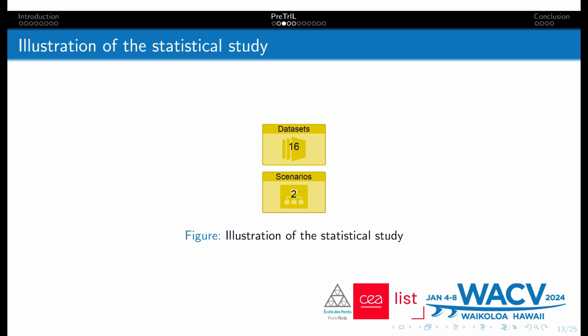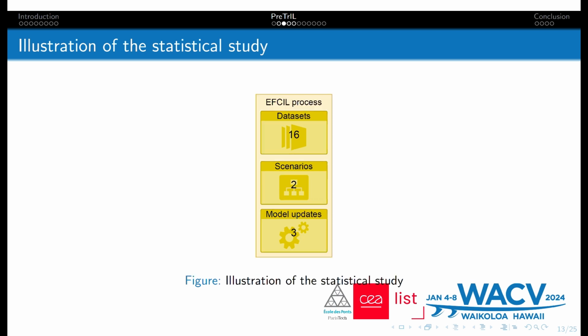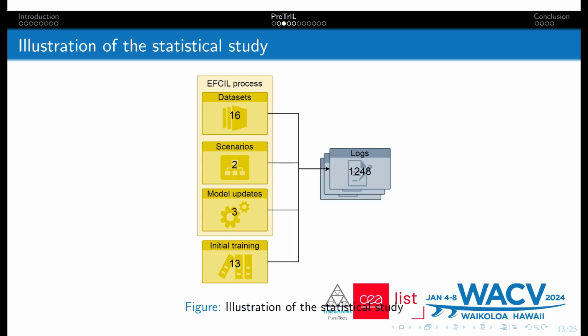We use two different scenarios that are most commonly used in FSIL setups. The first scenario is when you have half of the classes in the first state, and the second one is with all the states equally distributed. We update our model using 3 different FSIL algorithms, and we have 13 different initial trainings in order to embed to the rest of the method.